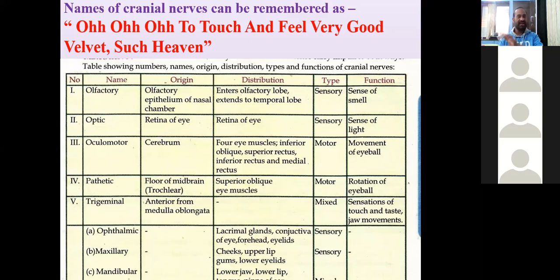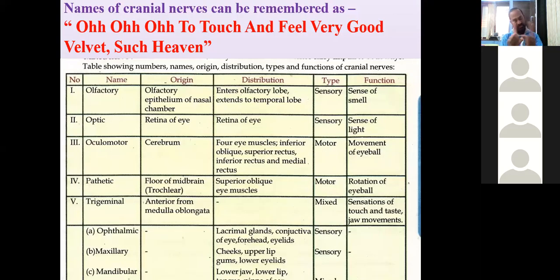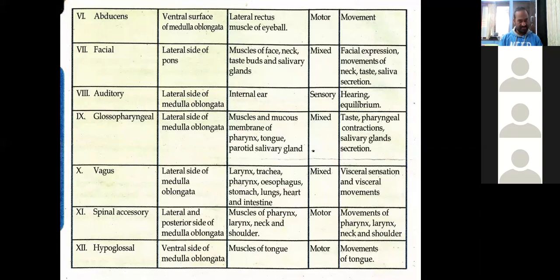Attractive faces are gathered via special highway. And then their nomenclature, the Roman number and name, you have to remember. Olfactory number 1, optic number 2, oculomotor number 3, pathetic number 4, trigeminal number 5. But this one has 3 branches: ophthalmic, maxillary, mandibular. After that, abducens number 6, 7 facial, 8 auditory, 9 glossopharyngeal, 10 vagus, 11 spinal accessory and 12 hypoglossal.